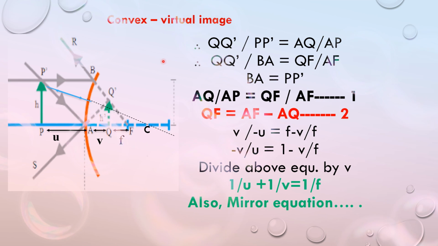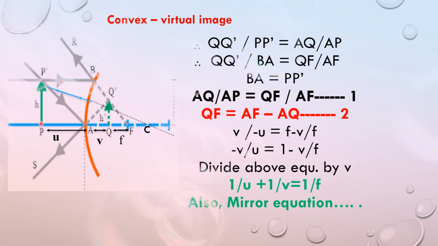Instead of BA, we can say BA is equal to PP dash, easily. So that's what we are substituting, PP dash instead of BA. So both equations we are equating and considering as equation 1. We know very well that here it is Q and here it is F. So A to F, AF is equal to AQ plus QF. Through that we can get QF. So we can get the equation from that.